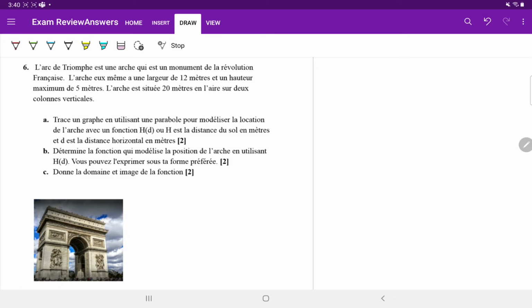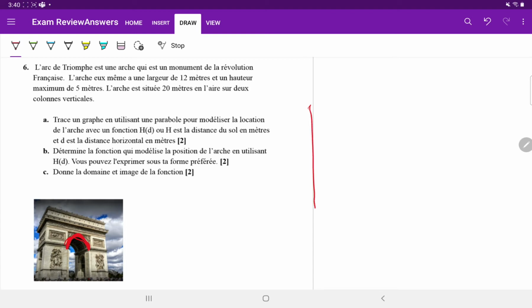So you can see we're talking about this arch right there. The first thing we want to do is draw a graph using a parabola to model the location of the arch, with a function h of d, where h is the distance.